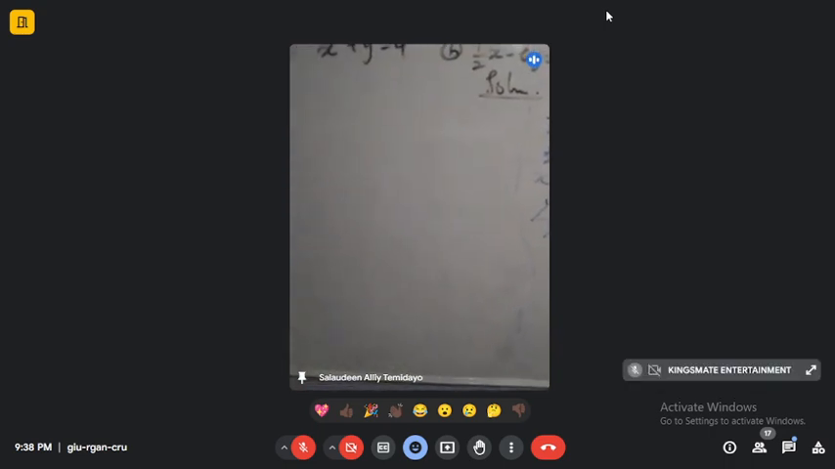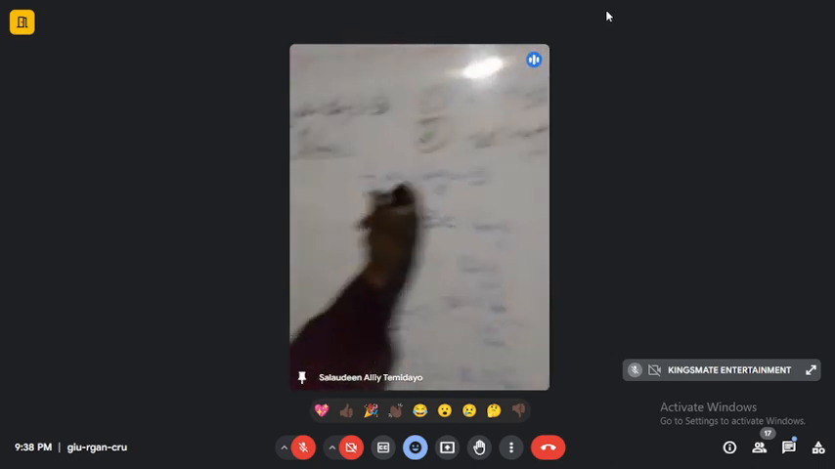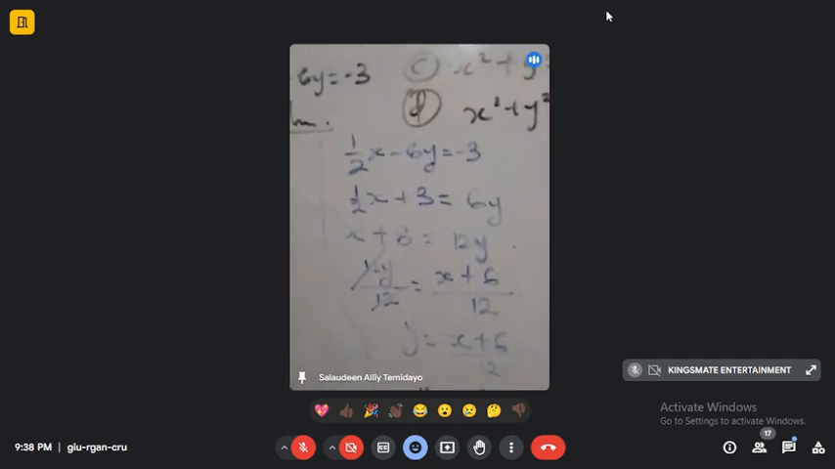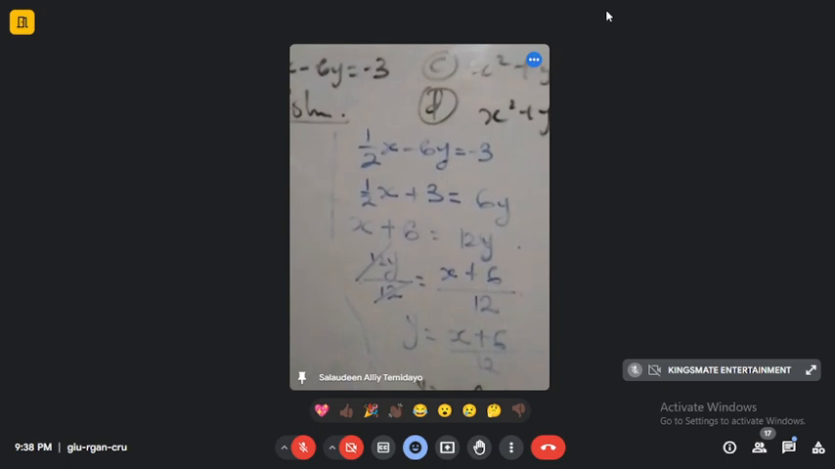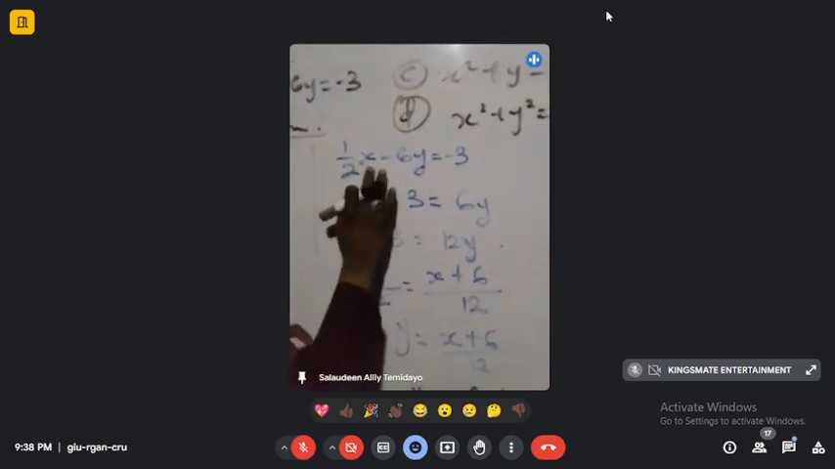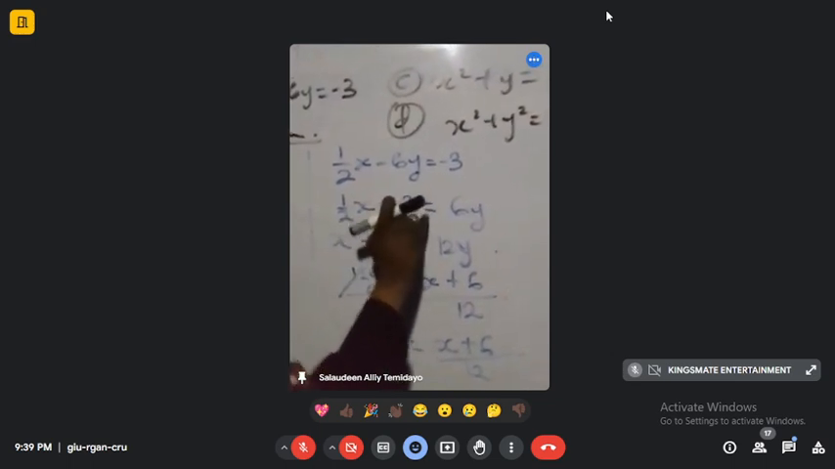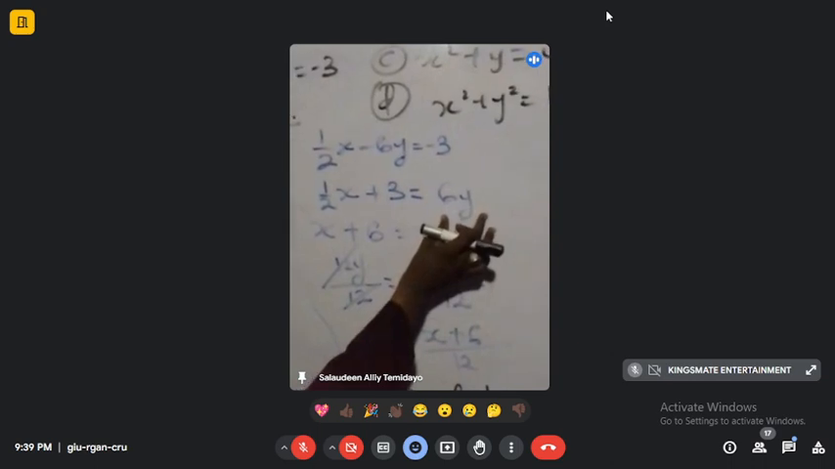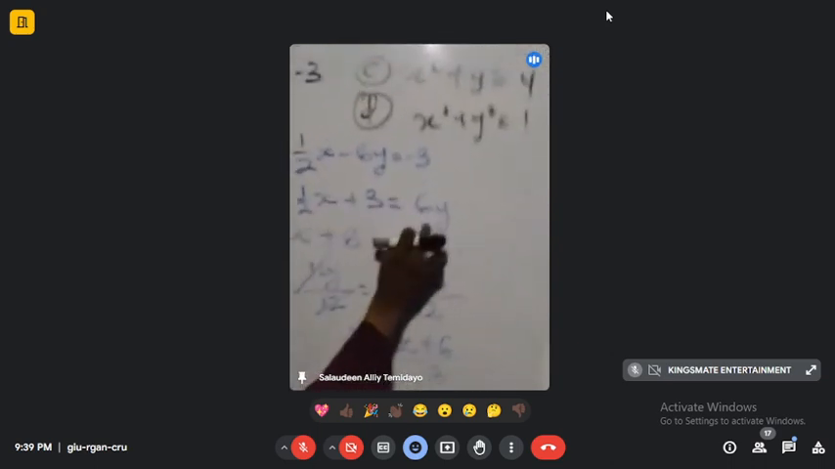I think someone said he doesn't get it well. So just look at this again. 1 over 2x minus 6y equals minus 3. To know if y is a function of x or not, make y the subject of the formula. How do you do that? 1 over 2x, bring this minus 3 to this place, it becomes plus 3, equals, from minus 6y to this place, it becomes plus 6y. So we've established that 1 over 2x plus 3 equals 6y.